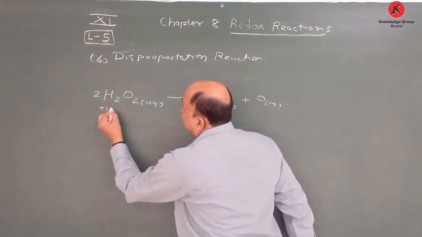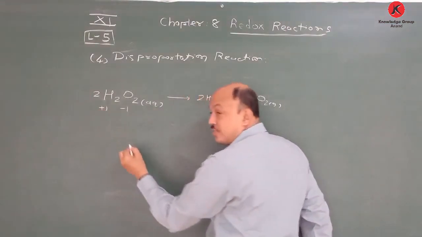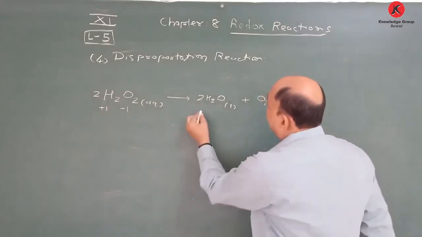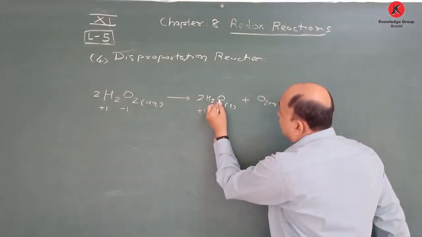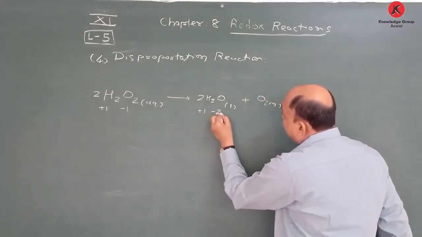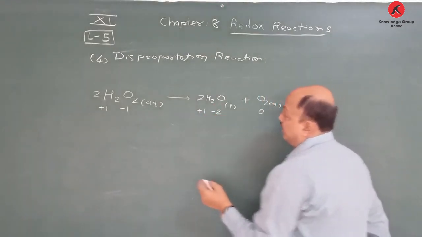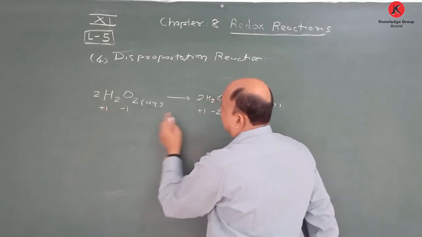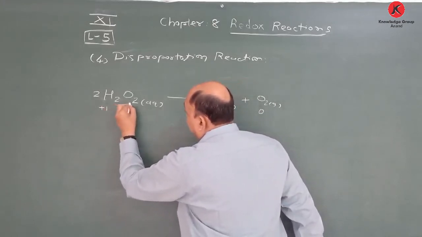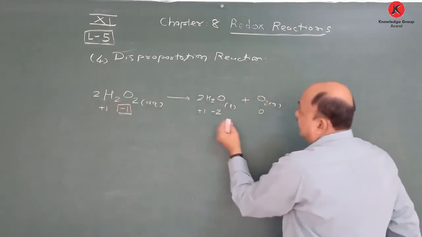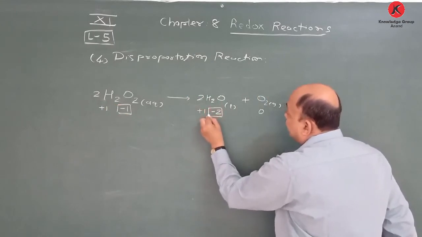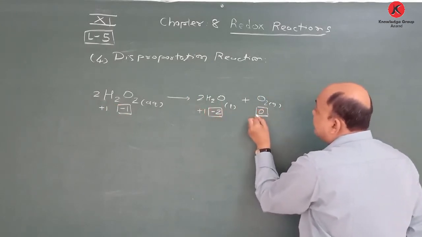Hydrogen plus 1, oxygen special case minus 1. Remember this one, it's very important. Hydrogen plus 1, oxygen here minus 2, and oxygen here 0. Oxidation number just you see: plus 1, there is no problem, but minus 1 is there. They are converted into minus 2 as well as 0.